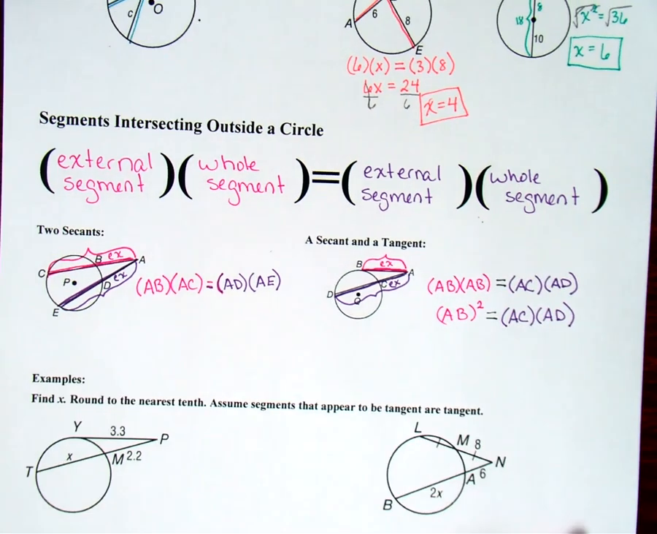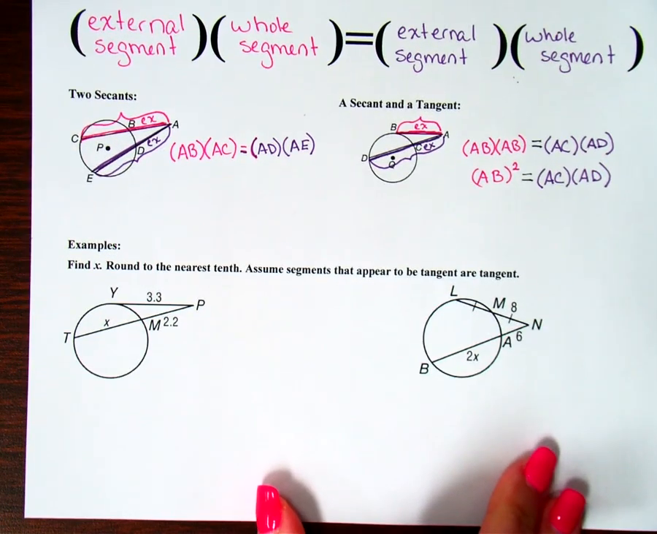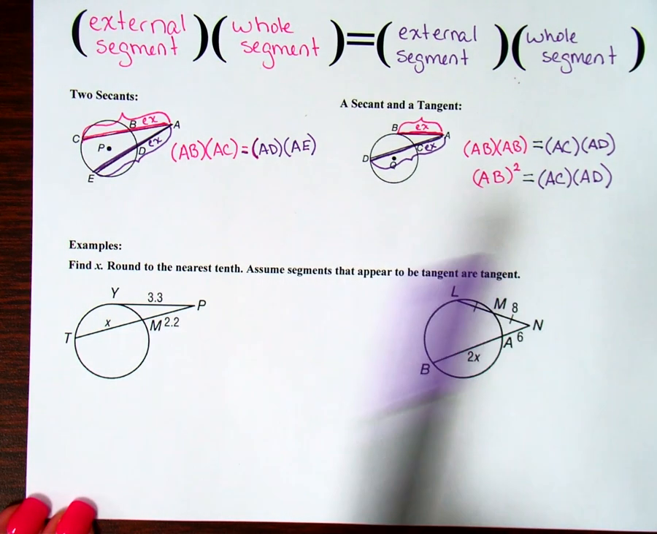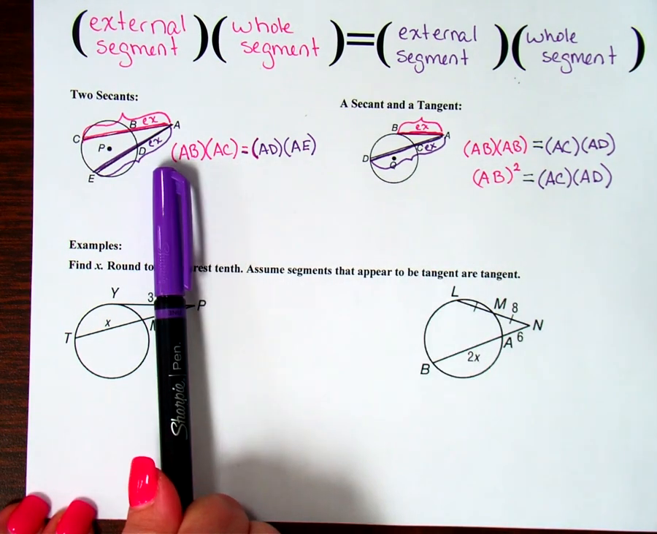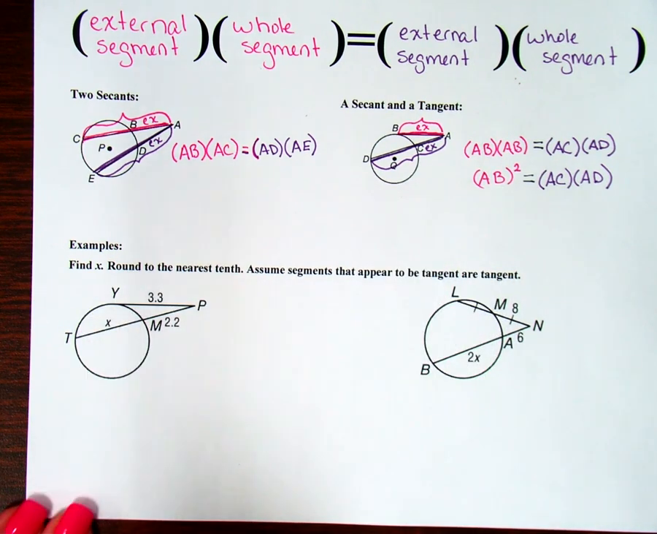All right, so in the next video, we're going to start applying these two properties. We're going to apply two secants over here, and we're going to look at a secant and a tangent over here. And we'll do that in the next video. So come on back to see how we apply this formula to different pictures. I'll see you in the next video.